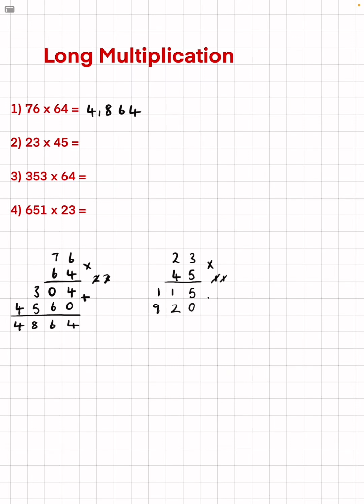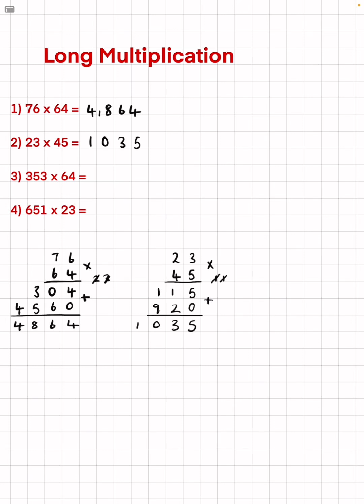And now we can add these two numbers together to get our answer. 5 add 0 is 5. 1 add 2 is 3. 1 add 9 is 10. So the answer is 1035.